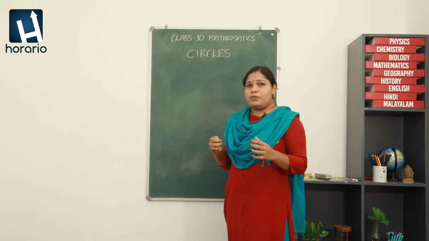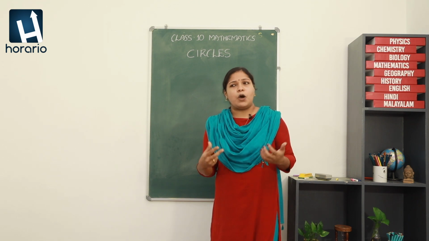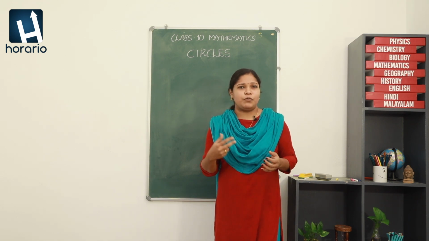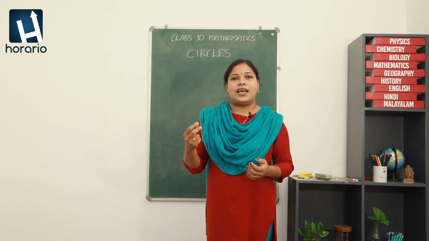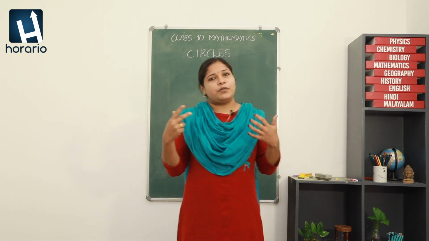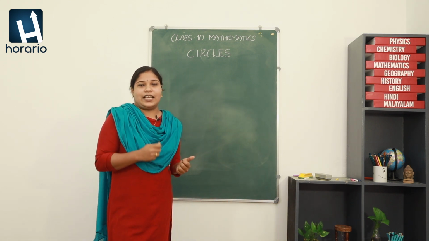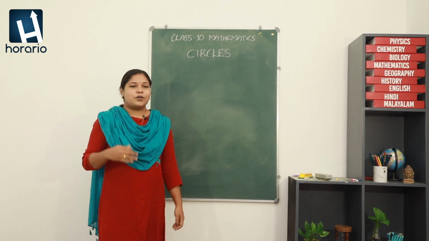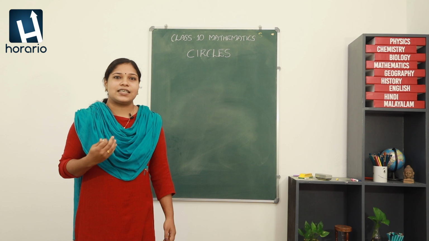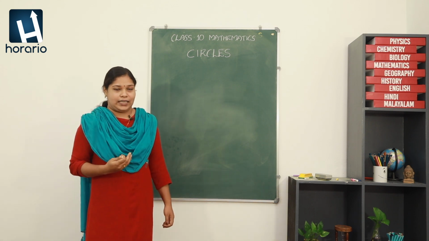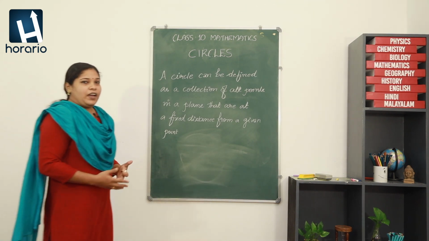When we are asked what is a circle, how can we define a circle? We may say that a circle has a center, a circle has a radius, a circle has no edges. We may say a lot of things like that. How can we define a circle? A circle can be defined as a collection of all points in a plane that are at a fixed distance from a given point.